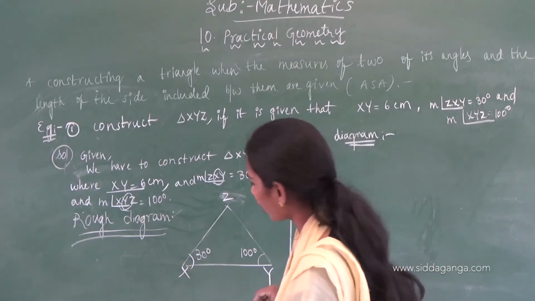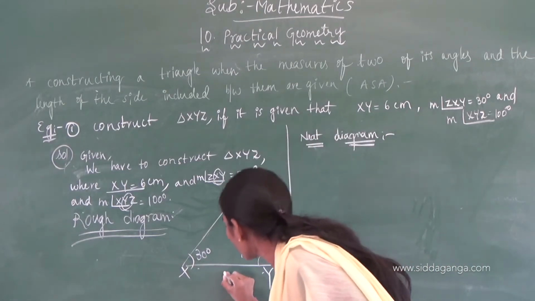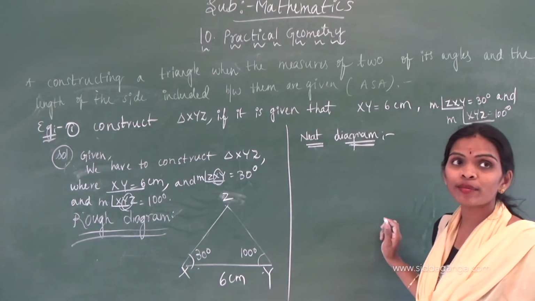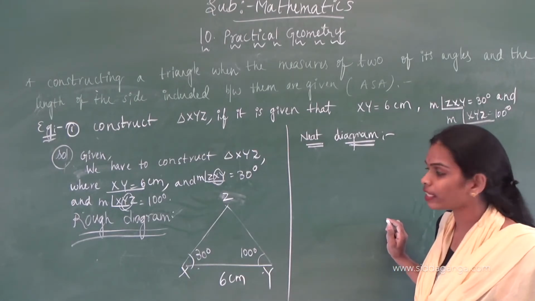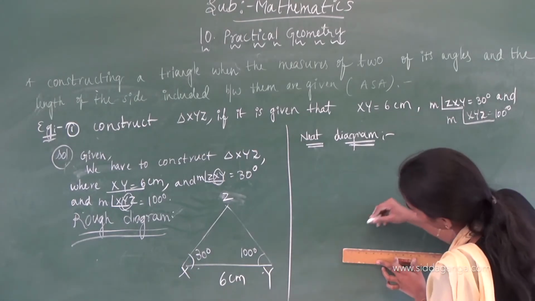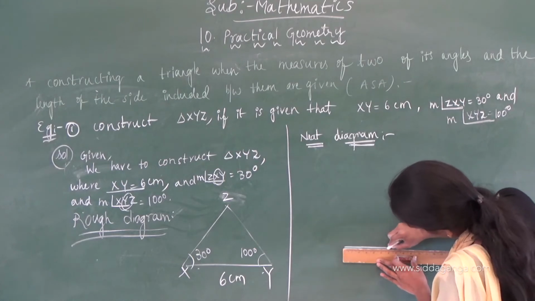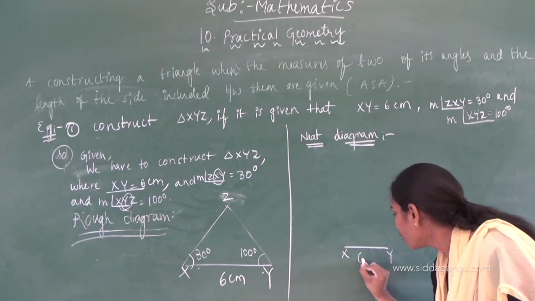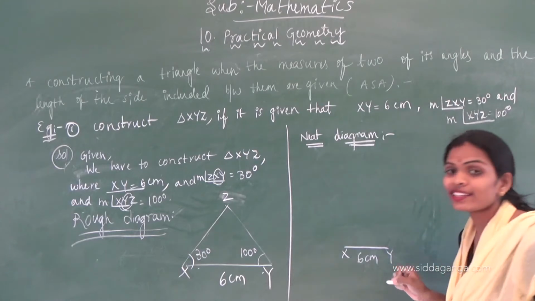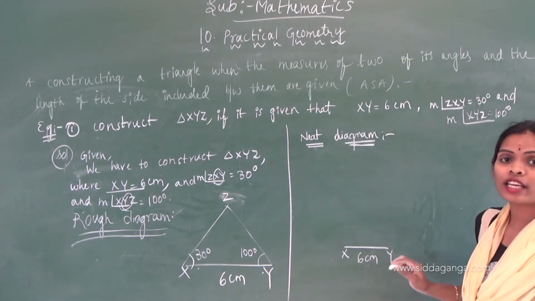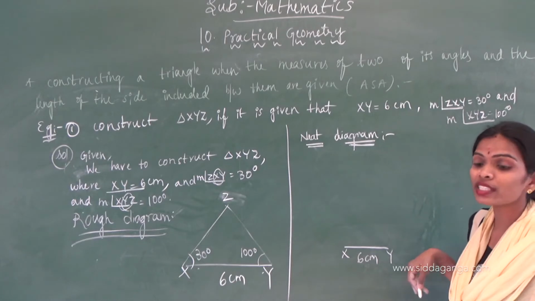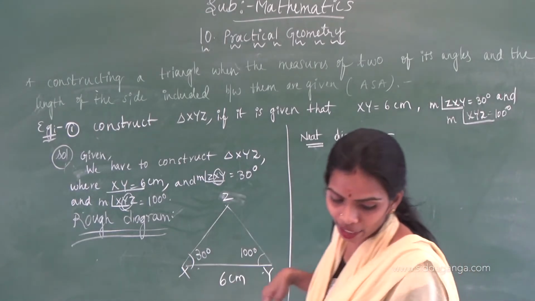First, what base do we have to take? We take XY as the base, and the measure of base XY is 6 centimeters. The measurement of this line segment XY is 6 centimeters, and I am taking it as the base.